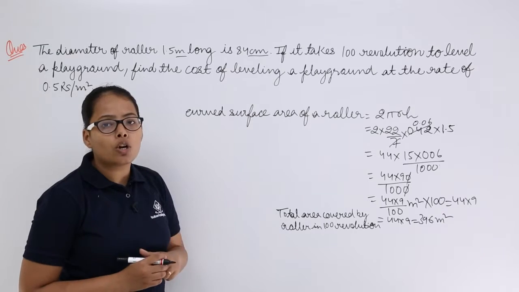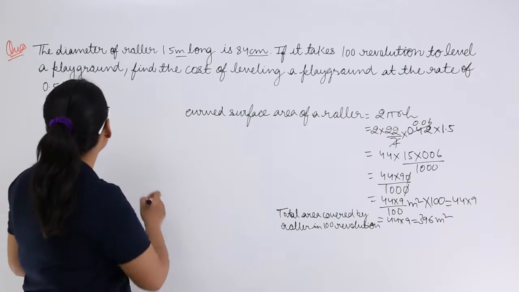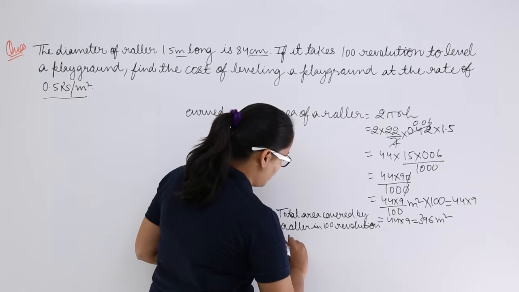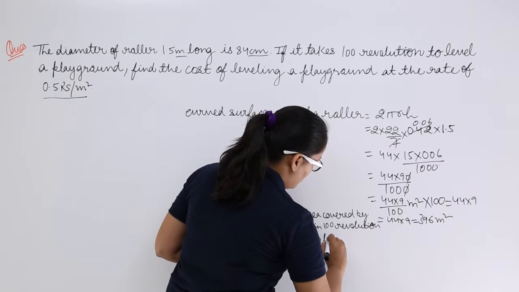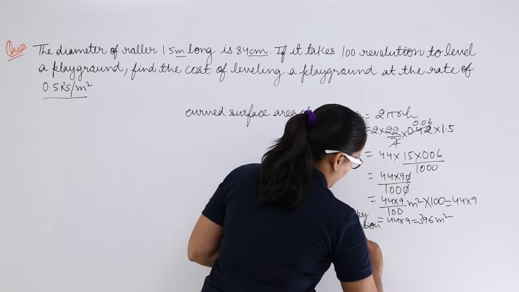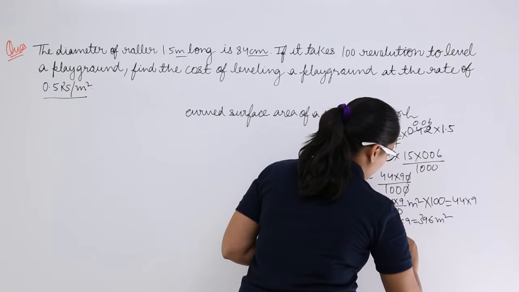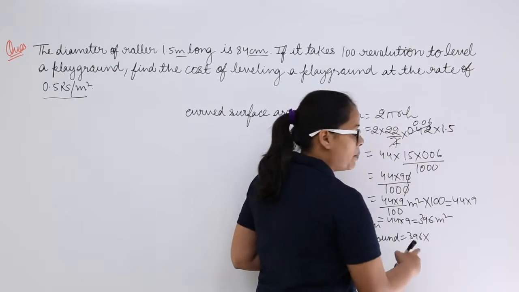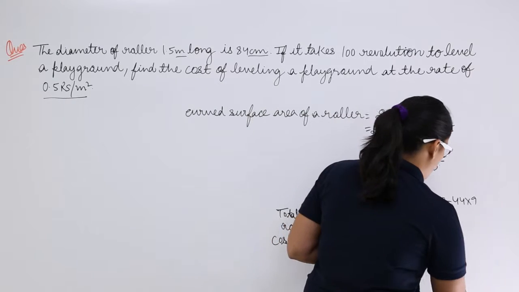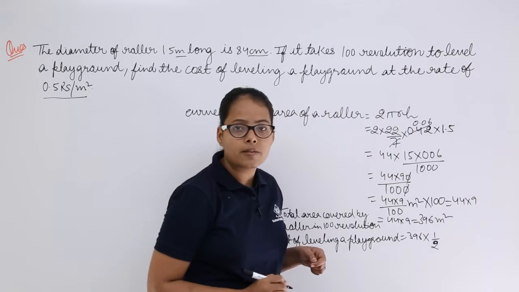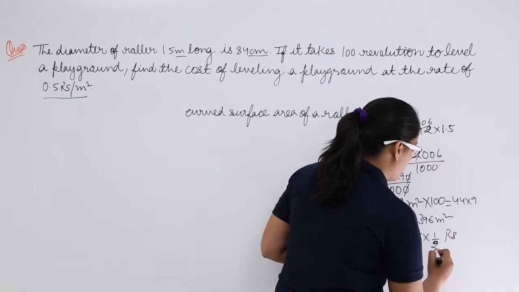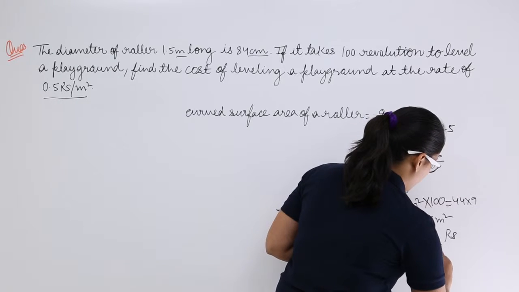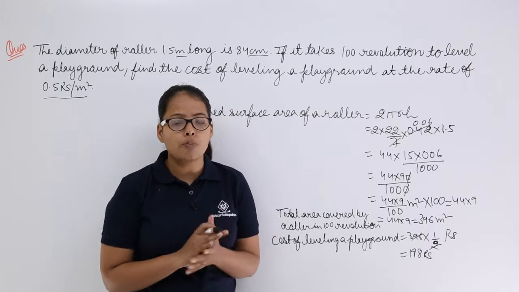Now you need to find out the cost of leveling. You know the rate here. Rate of leveling is 0.5 rupees per meter square. So now let's write down the cost of leveling a playground. Cost of leveling a playground will be this area, which is 396, multiplied with the value 0.5. 0.5, you can write this as half of this. Now this value you will get in rupees. So the cost of leveling will be 198 rupees.